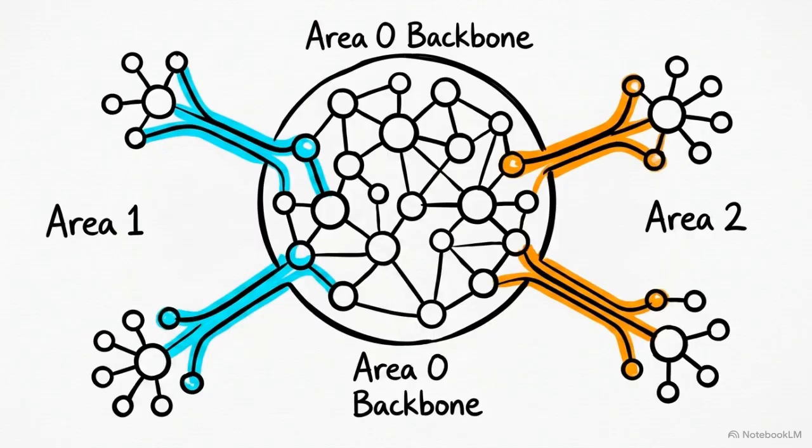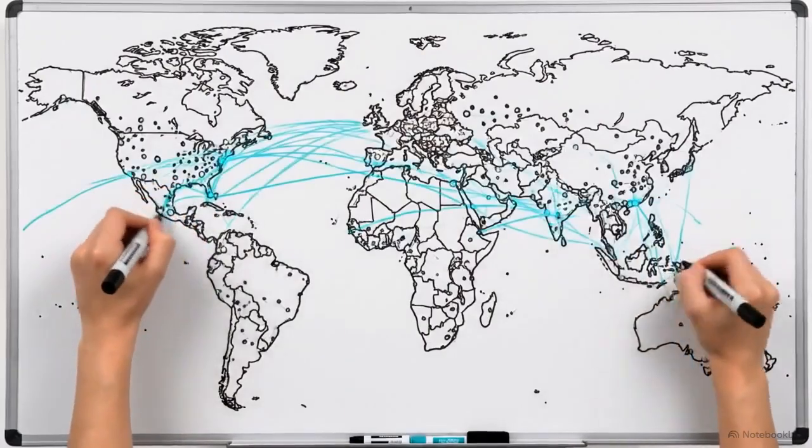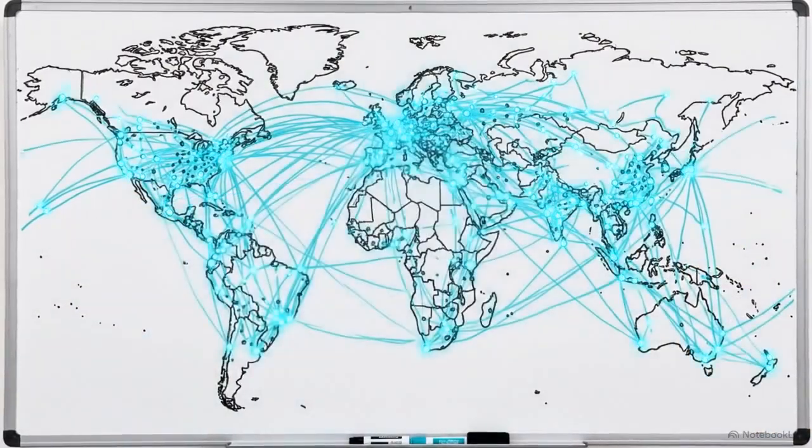While OSPF requires complex state machines and a specific hierarchical design, it provides the enterprise with a highly scalable architecture, precise metric control, and rapid convergence across thousands of nodes.